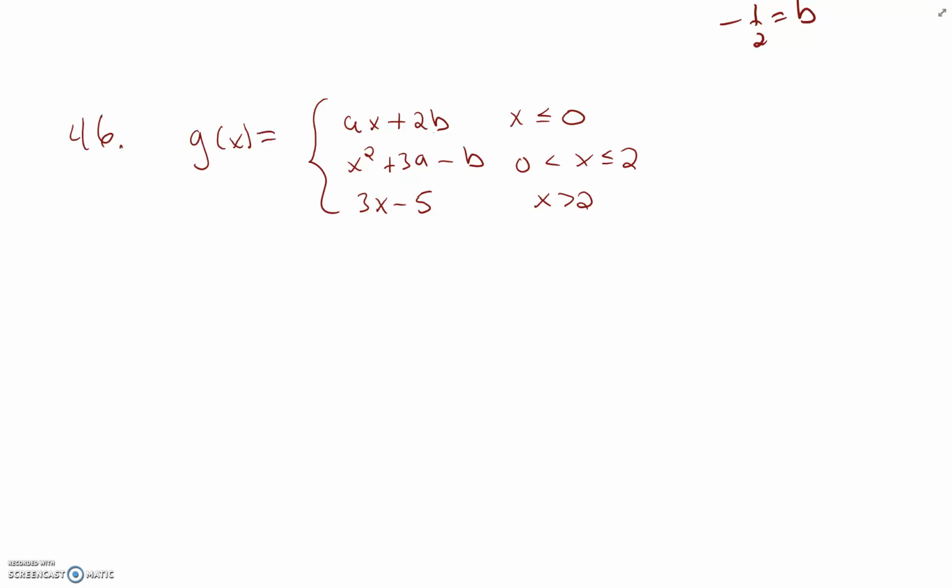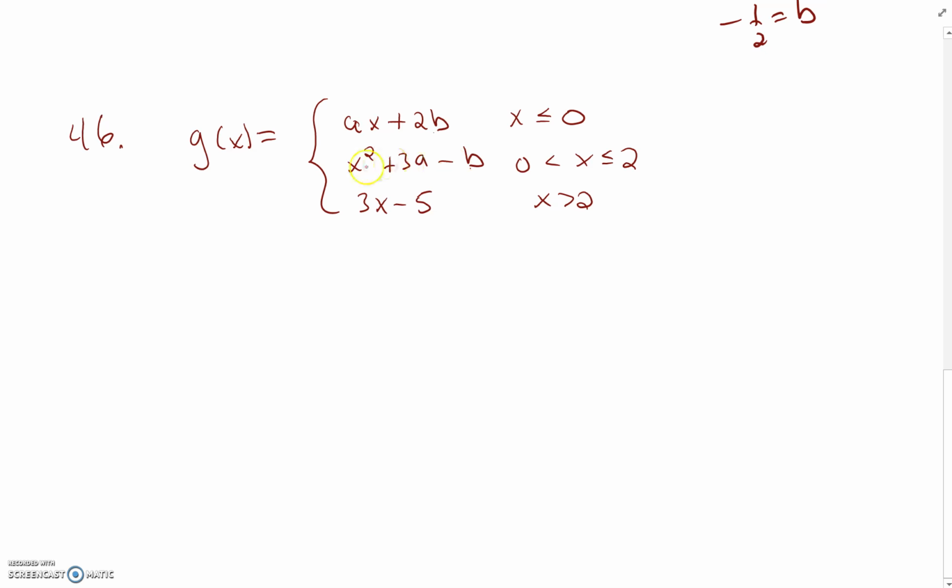Okay, page 82, number 46. The directions are find A and B to make the piecewise function continuous. So again, I'm looking at it. Here's A and B. I'm looking at this and I'm seeing a linear. Linears are continuous, no matter what A and B are, if it's all by itself.